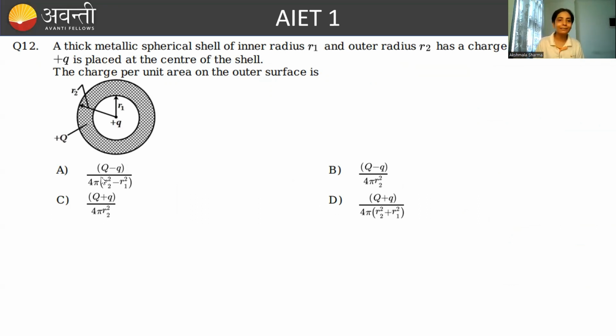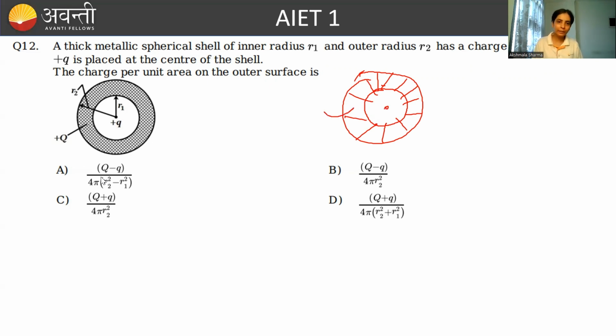What is the question? A thick metallic spherical shell of inner radius R1 and outer radius R2 has charge plus Q. Okay. Just now I have told you that whatever charge you are giving to metals will reside on its surface only. So here a thick metallic sphere is given, its inner radius is something, outer radius is something. It means metal material is present in this space. This space is hollow, right?